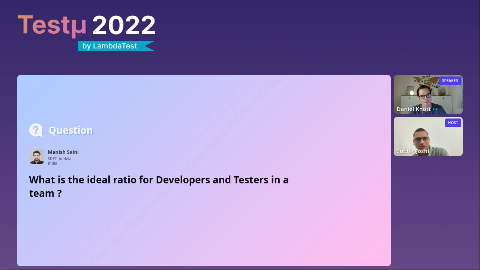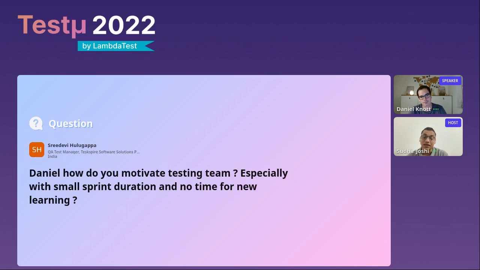The next question we have is, how do you motivate testing teams, especially with small sprint duration and no time for new training? Yeah, that's usually tough, right?